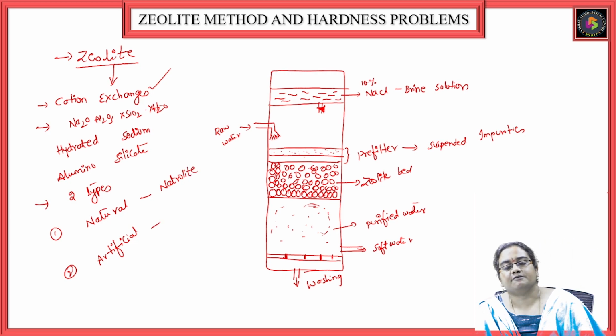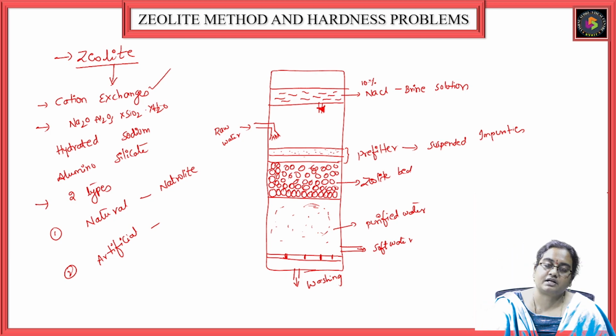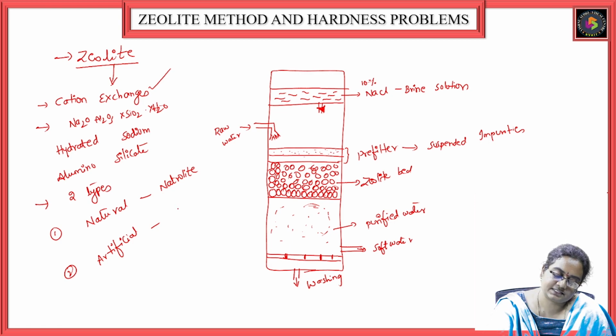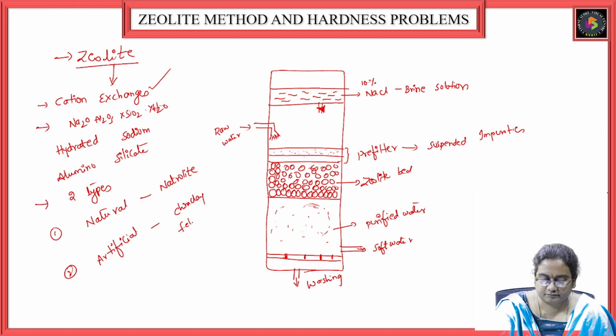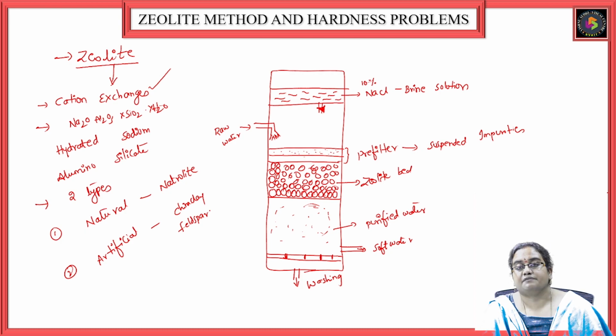Next one is artificial zeolite. That means we are preparing it by using chemicals. So those are known as artificial zeolite. The best example is China clay and feldspar. These are the two examples for artificial zeolite.